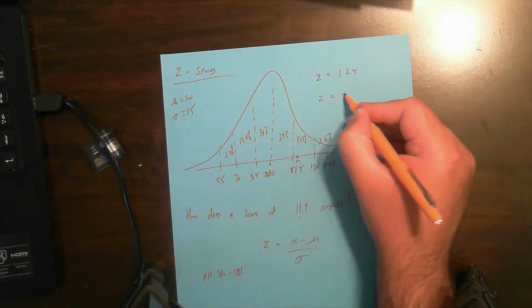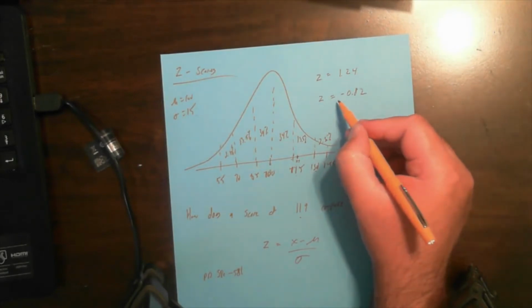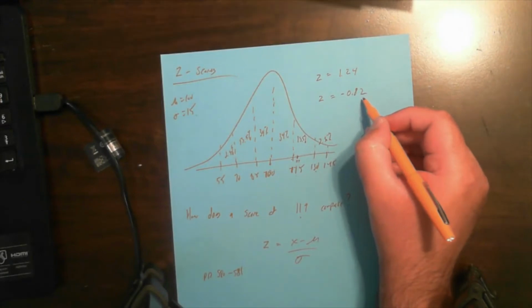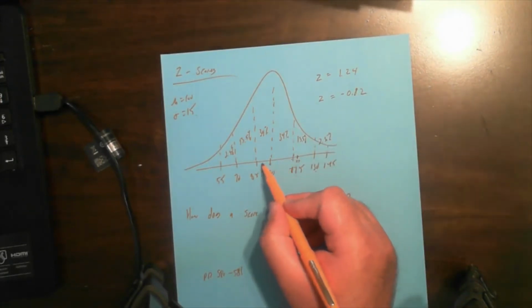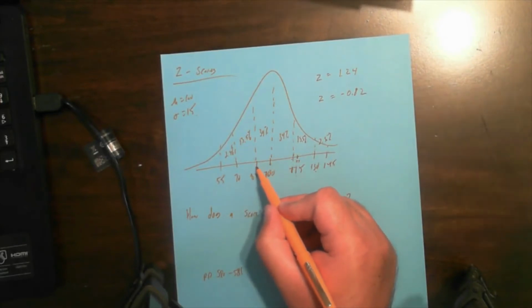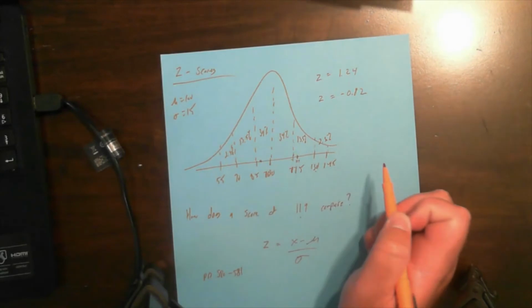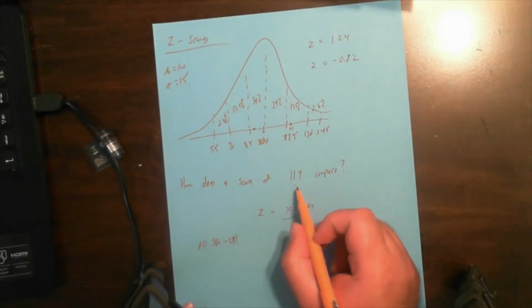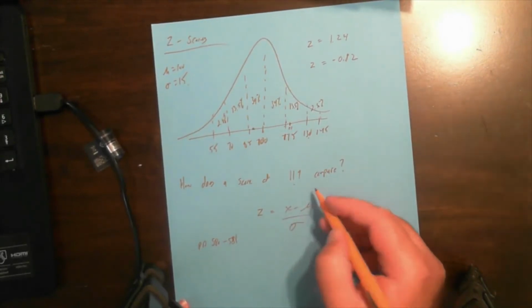Whereas a z-score of negative 0.82 would be, since it's negative, below the mean, and at 0.82 standard deviations below the mean. So that would be somewhere in this area here. It's not quite one standard deviation below the mean, so it might be around here, right? Okay? So if I want to find out how a score of 119 compares, I can use the z-score formula.